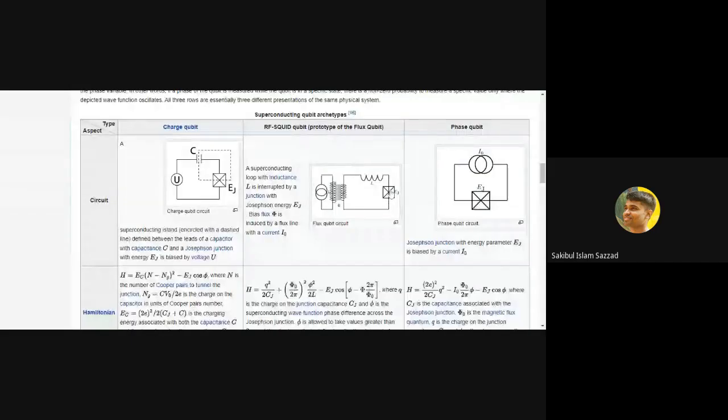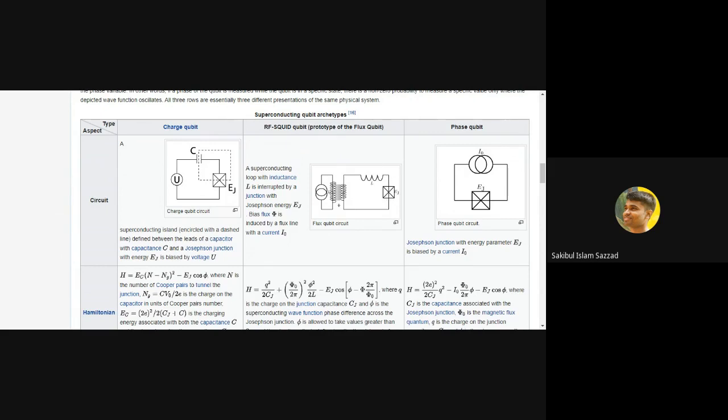Now, basically, the Josephson junction works as the non-linear element. These all three are Josephson junctions. Superconducting qubits come in different types. Some are totally focused on charge because a capacitor has charge. Some focus on phase. But IBM mainly uses the transmon type of qubit.